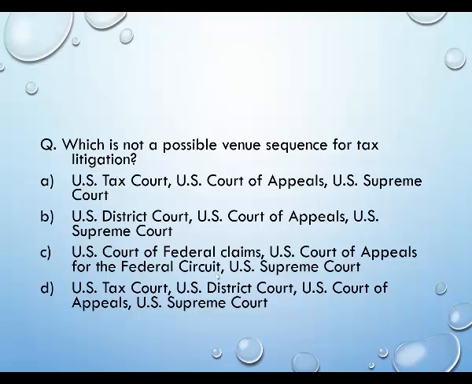Tax court appeals to the U.S. Court of Appeals. A is correct. District court appeals to the U.S. Court of Appeals. B is correct. Federal claims court appeals to the U.S. Court of Appeals for the Federal Circuit. C is correct. But you can't go from tax court to district court or vice versa, or to claims court or vice versa. D is incorrect.